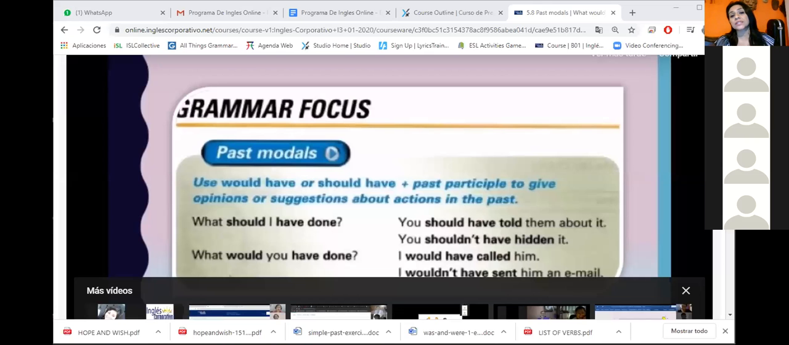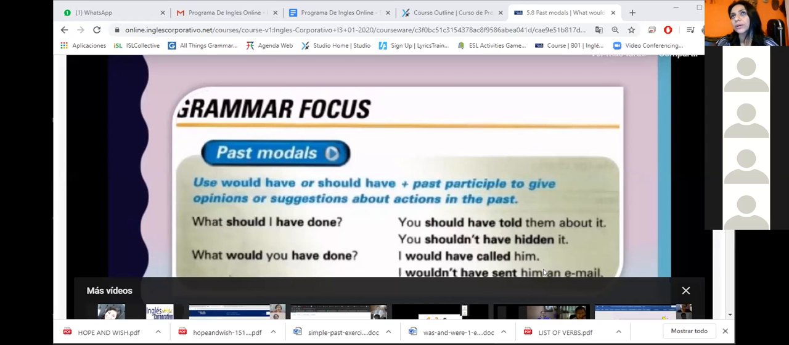All right, so this is the very last topic of section 5, past modals. Daniel Del Cid, can you read the explanation that you see there in blue? Past modals: we use would have or should have plus past participle to give opinions or suggestions about actions in the past. Now, remember that the past participle is not the same as the simple past. It's different, yes? We know the difference, right?